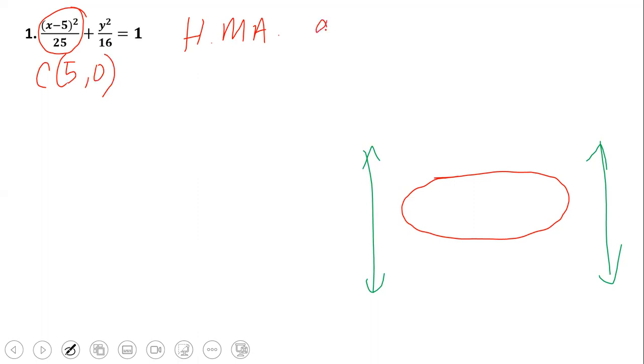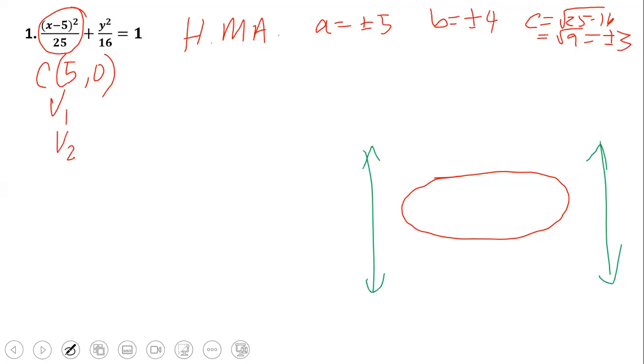So, kunin natin yung A. Ang A natin is plus minus 5. Ang B natin is already plus minus 4. And how about C? So, yung C natin is square root of 25 minus 16, which is equal to square root of 9 or plus minus 3. So, vertex 1, vertex 2, focus 1, focus 2, and directrix. So, co-vertex natin, B1, B2. So, movement natin. So, going up. So, this is already a shift in Y's.